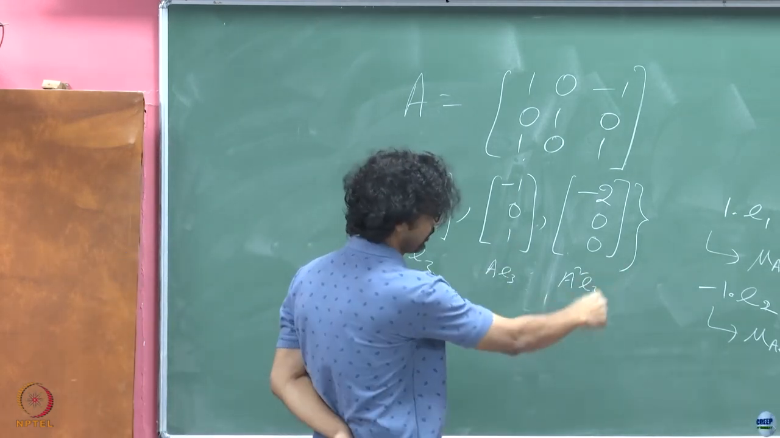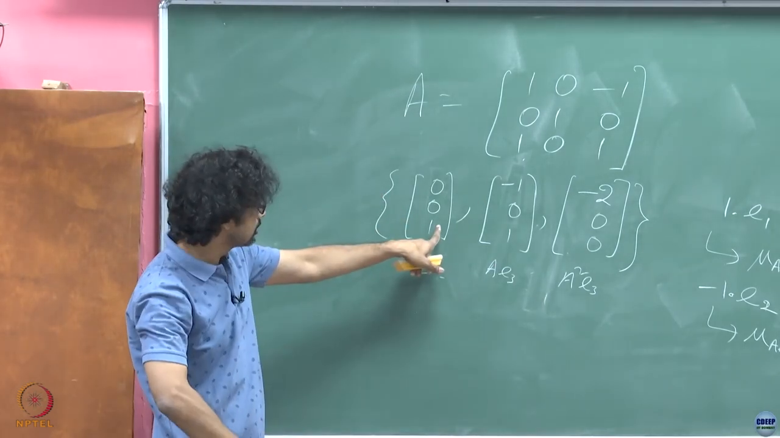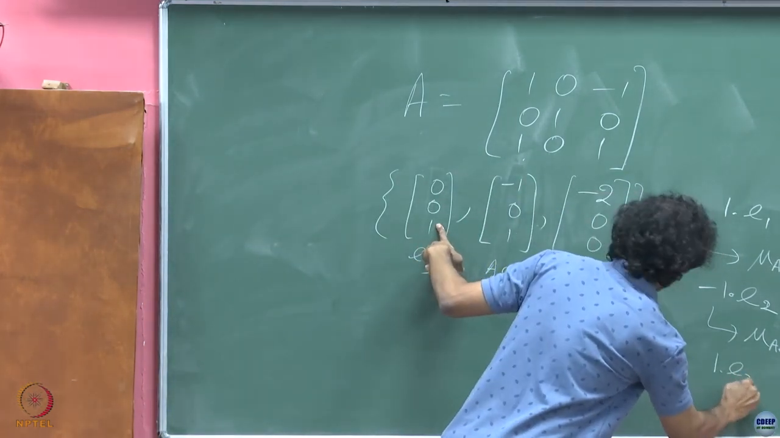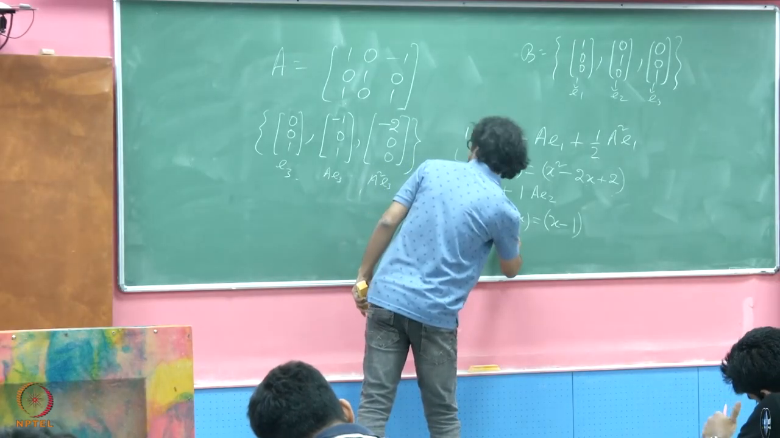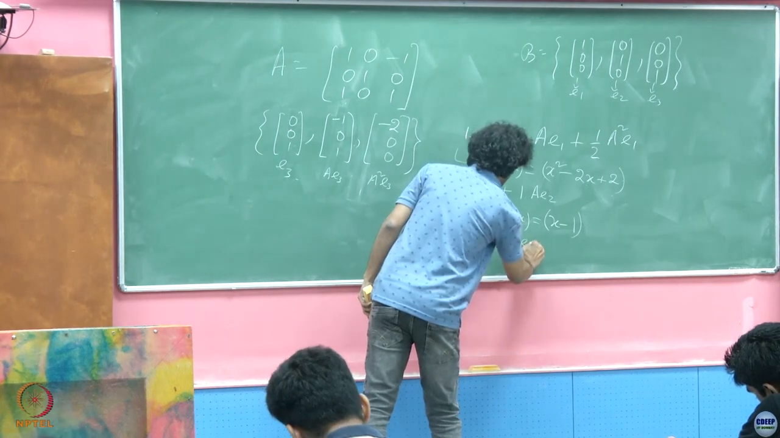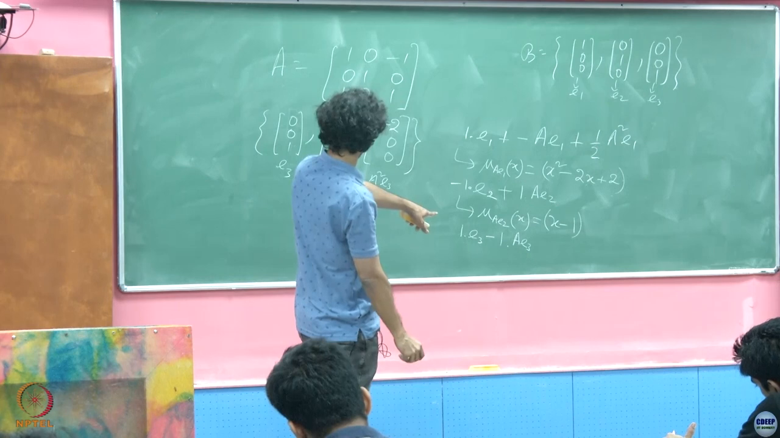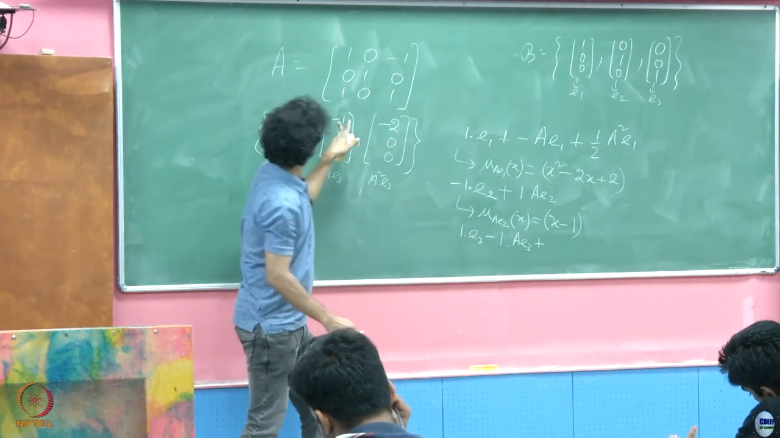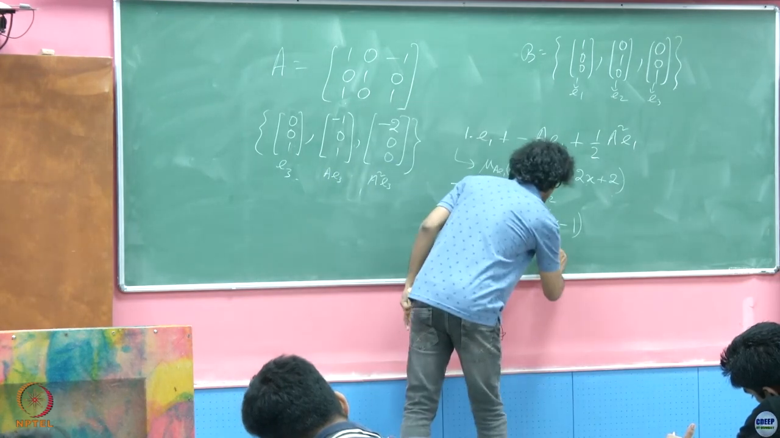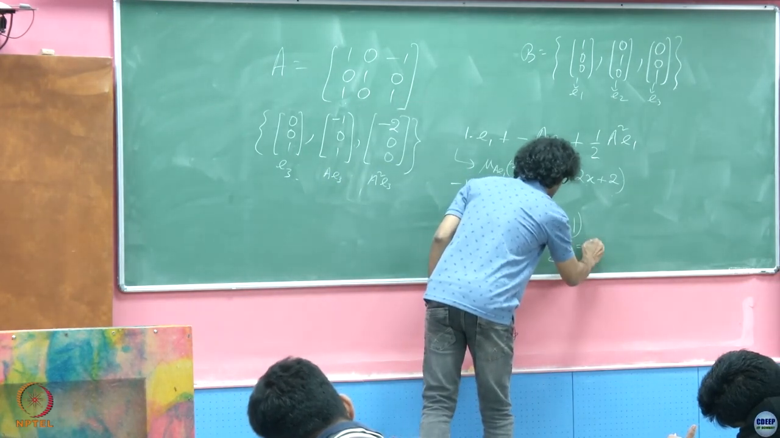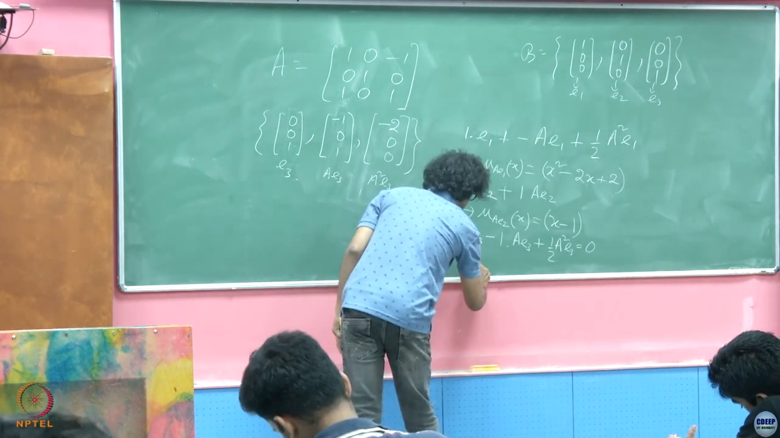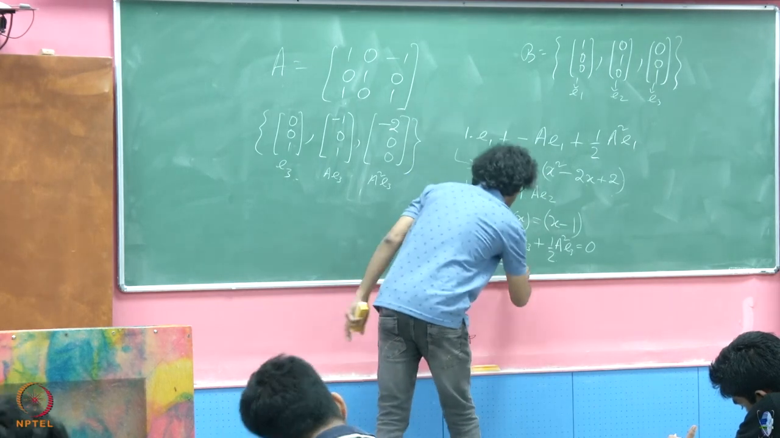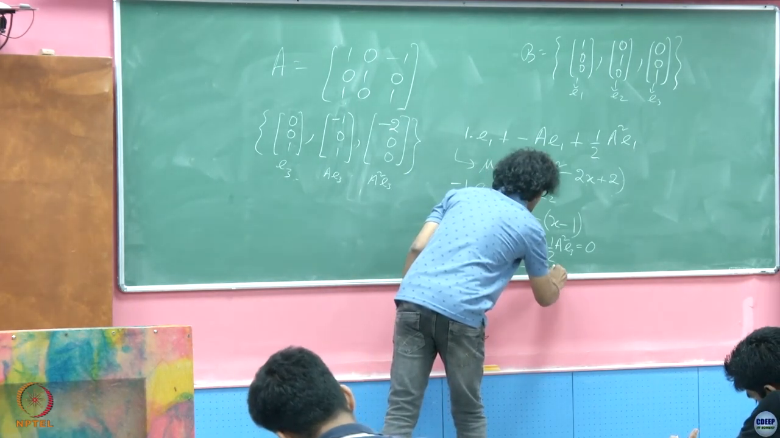So what should our equation be here? Let's say 1 times E3 minus 1 times AE3 and plus half times A squared E3. Now that you've taken a minus 1, this becomes plus 1, so you have to retain this sign. So plus half times A squared E3 is equal to 0, which leads to mu A E3 of x given by, again, the same as the first case, right? x squared minus 2x plus 2.